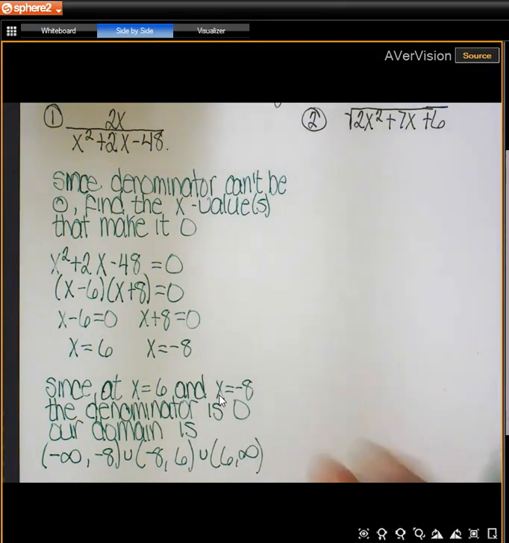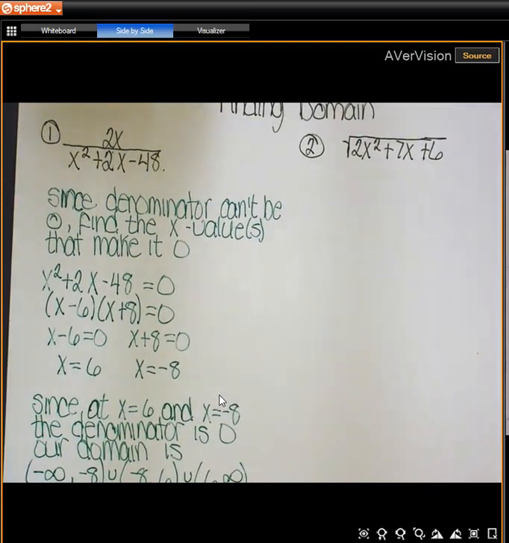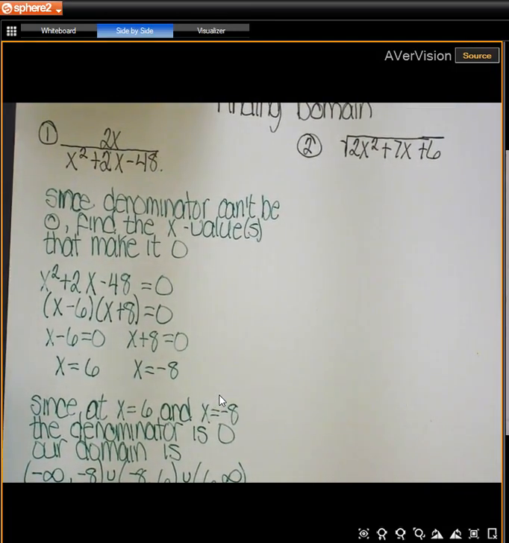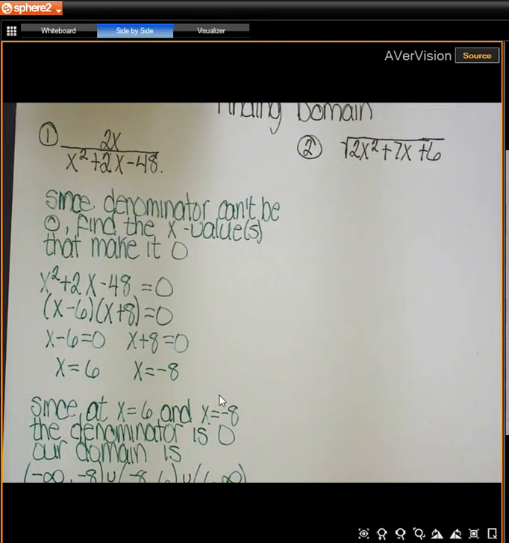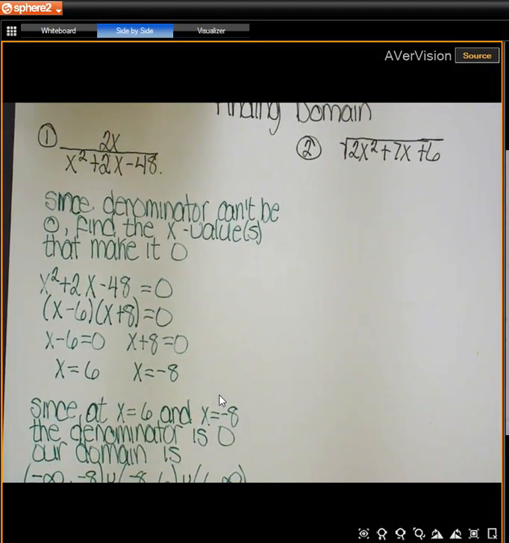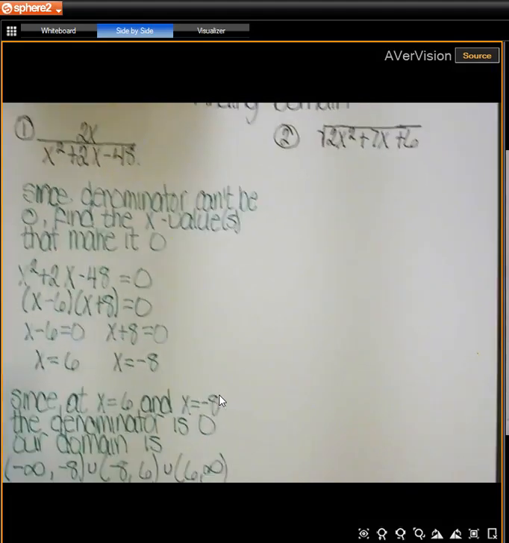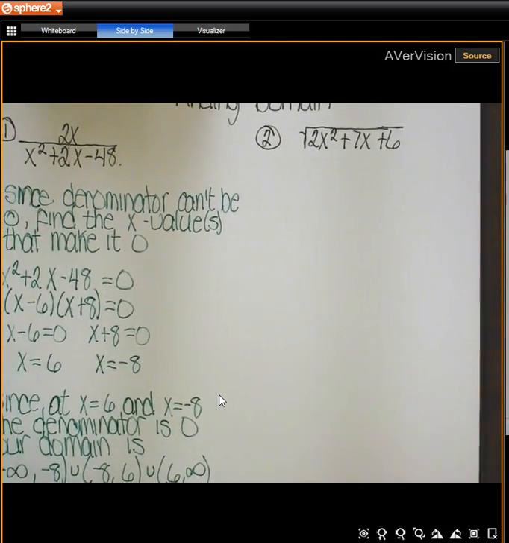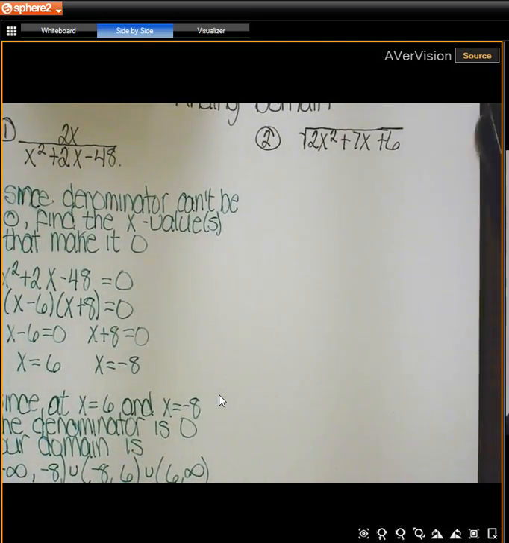All right. So what about square roots? You kept telling me what we couldn't have for that. What would you say again? We just can't have a negative.